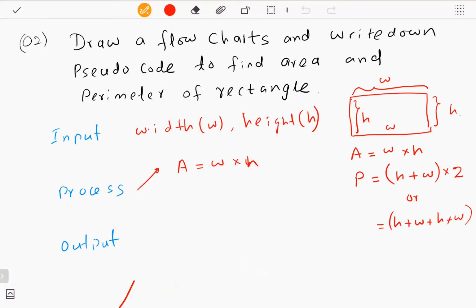Right here, the point where we stop identifying the process. Here we have two processes. One is to find the area, the other one is to find the perimeter.